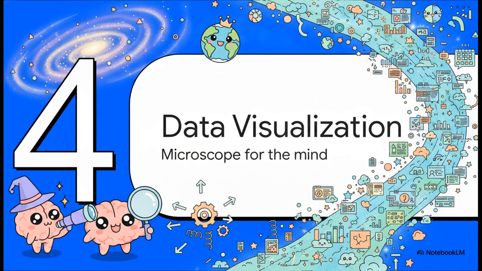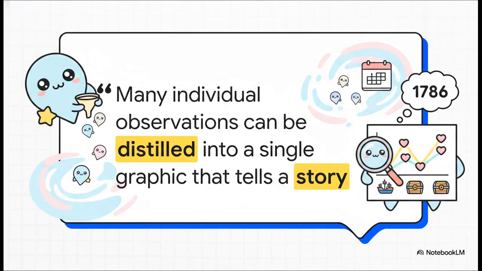Which brings us to Section 4, the data visualization superpower, the modern telescope for the mind. Professor Fan notes that so many individual observations can be distilled into a single graphic that tells a story you can read just by looking. William Playfair totally proved this back in 1786 with his chart of English imports and exports. He essentially took this massive, sleep-inducing list of trade numbers and turned it into an instant visual story.